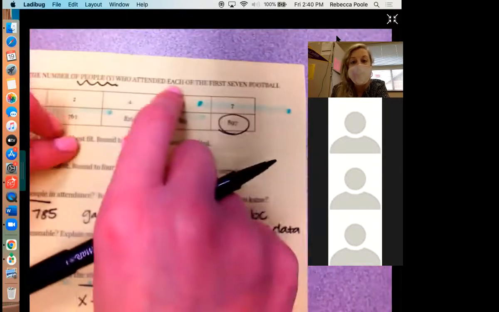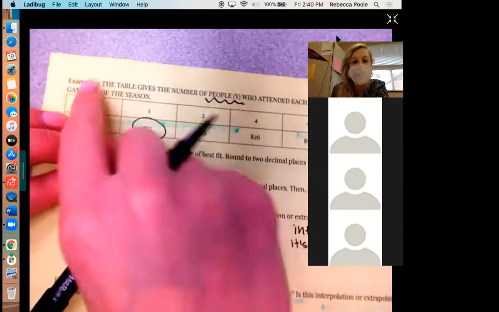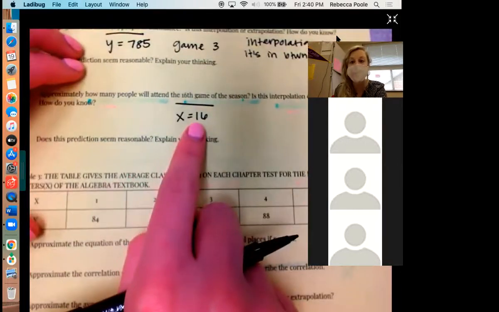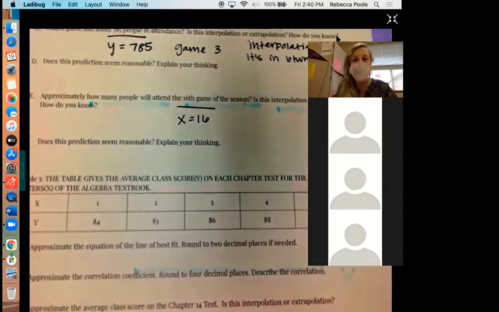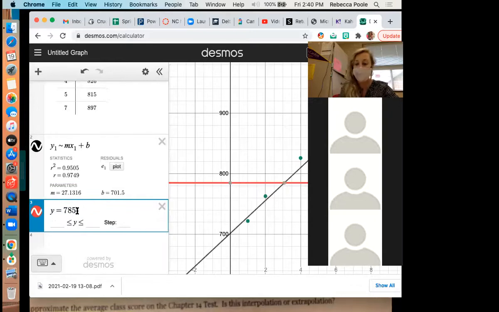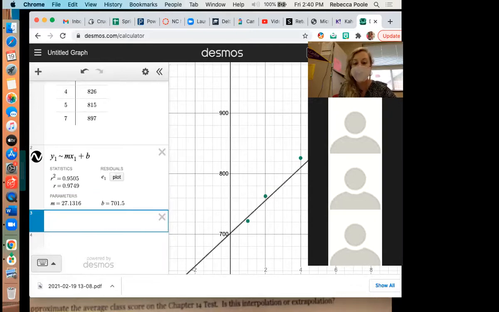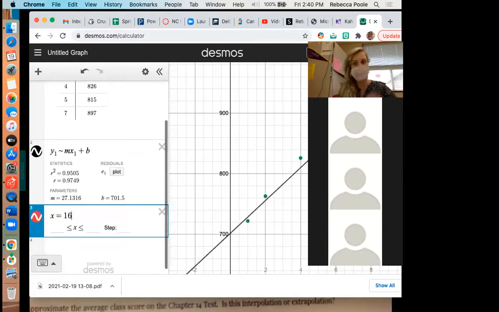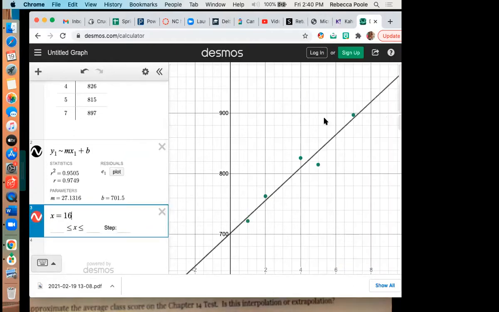If you guys read the problem, it says attend each of the first 7 football games X. So the game is the X. If I'm telling you the X is 16, what do y'all think we can go do? Put it in the Desmos. Okay, I heard go to Desmos, and instead of Y equals 785, where do I want to look? When X equals 16. That's it. Good job, y'all. All right, when X is 16.